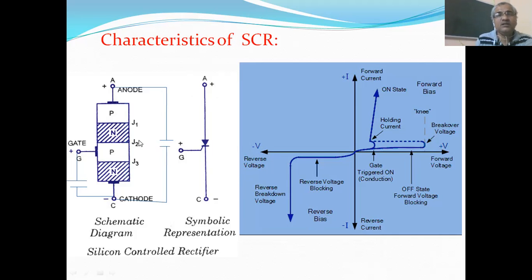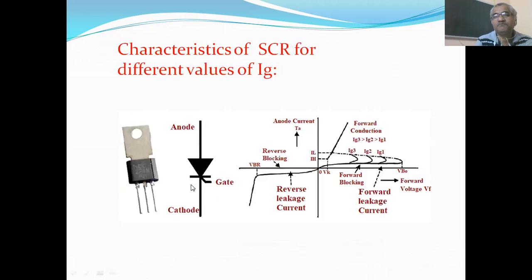So if this reverse voltage is increased beyond a certain voltage, then the reverse breakdown will take place, and generally this reverse breakdown takes place at a very high voltage. So this is the reverse characteristics of this SCR. Reverse characteristics are not important from the examination point of view. The forward characteristics are very important.